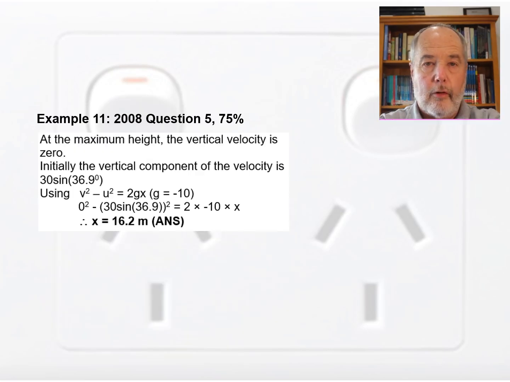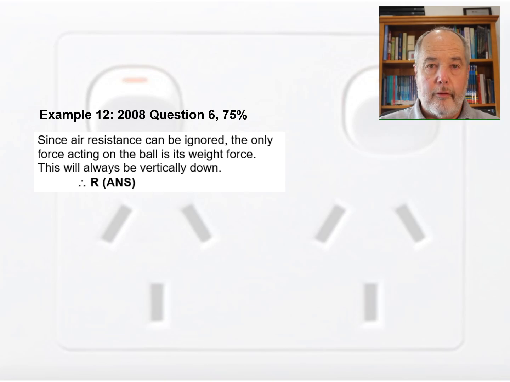This question only requires us to consider the vertical components of the velocity. At the top, the vertical velocity is 0. So if we use v squared minus u squared is equal to 2gx, substituting in, considering that the initial vertical velocity is 30 sine of 36.9, we get x is equal to 16.2 meters. The stem of the question tells us to ignore air resistance. Therefore, the only force acting on it will be the weight force down, giving an answer R.